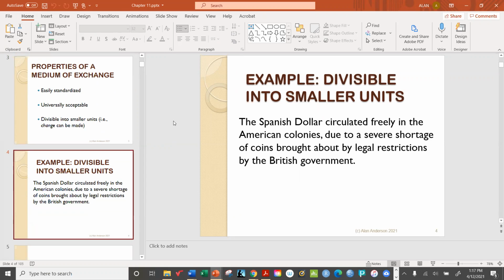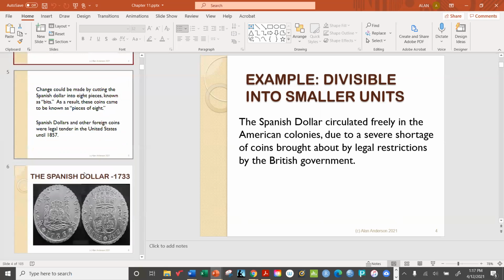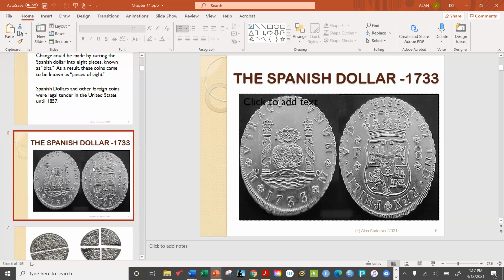And everybody was willing to take the Spanish silver dollar as a form of money. Even though technically it's not an American coin, it's still silver, isn't it? So therefore, a lot of these coins circulated in the United States. And in fact, let me show you what they look like. They're pretty nice looking coins. It's very impressive. This is the seal of the King of Spain.